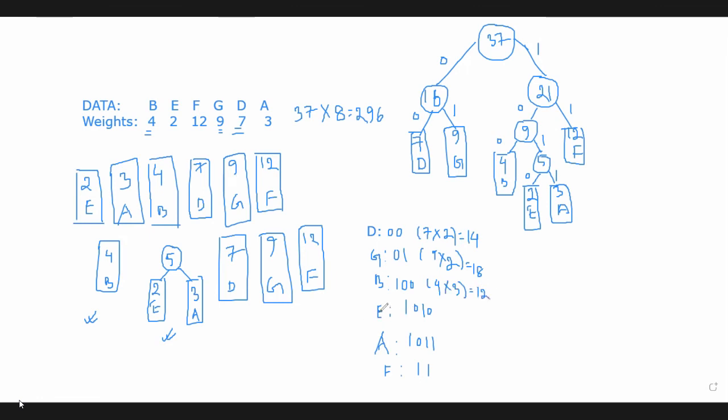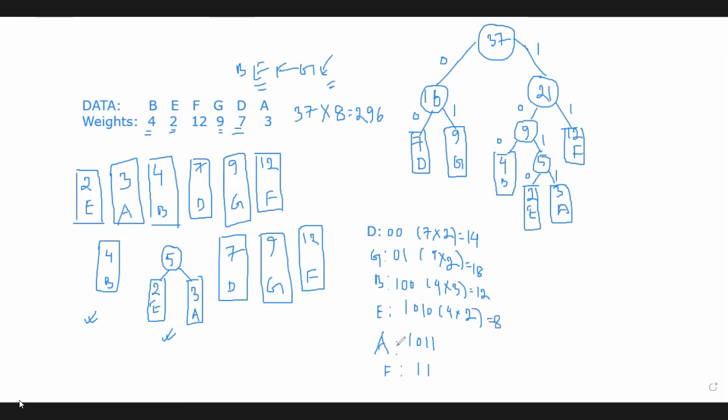What about E? For sending 1 E, we need 4 bits. And here, there are a total of 2 E. Suppose this is our message, and in that message there are 2 E. For sending this 1 E, we need to use this code 1010, 4 bits. For sending the second E, we need these 4 bits, 1010. So the total amount of bits needed is 4 into 2, that is 8 bits.